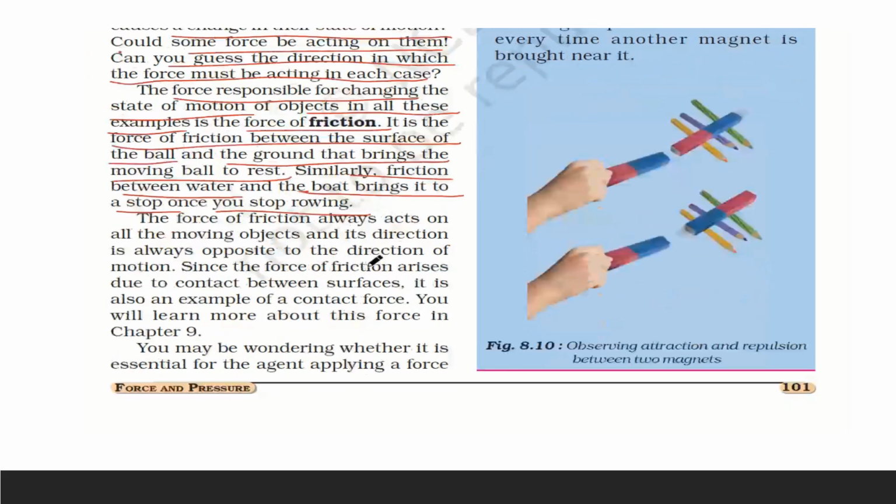The force of friction always acts on all moving objects. Its direction is always opposite to the direction of the motion. Whenever you are walking, your feet have a frictional force with the ground, and this frictional force acts opposite to your motion. Since the force of friction arises due to contact between the surfaces, it is also an example of contact force. We will learn details about friction in the next lesson, chapter 9.